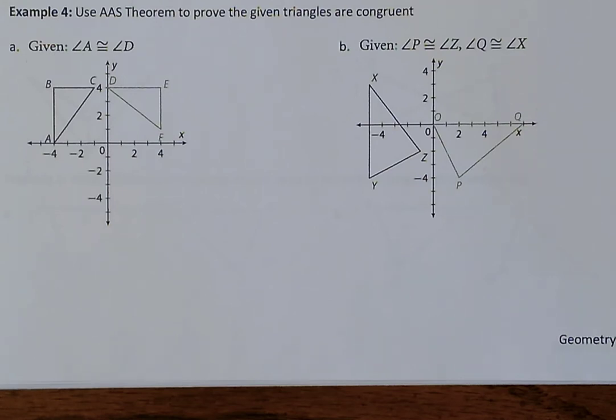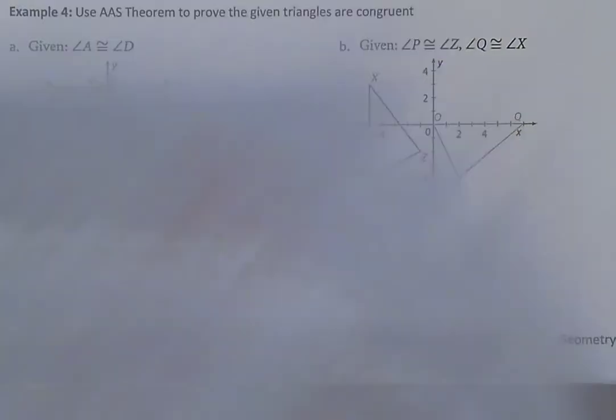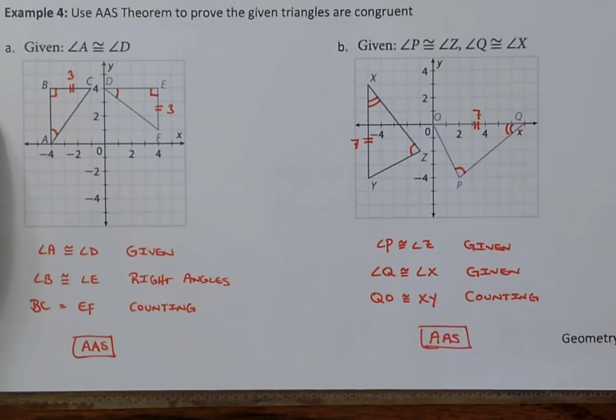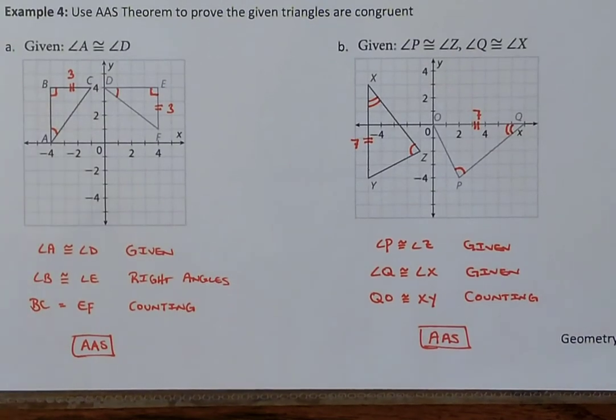Now, our graphs are a little bit harder to see, at least on this, because my copy didn't turn out real well with the grid lines. So I'm going to go ahead and pull up my completed notes and explain what I did. So the grid lines show up a little bit better here. So for example 4, they want us to state based off angle, angle, side that the triangles are congruent.